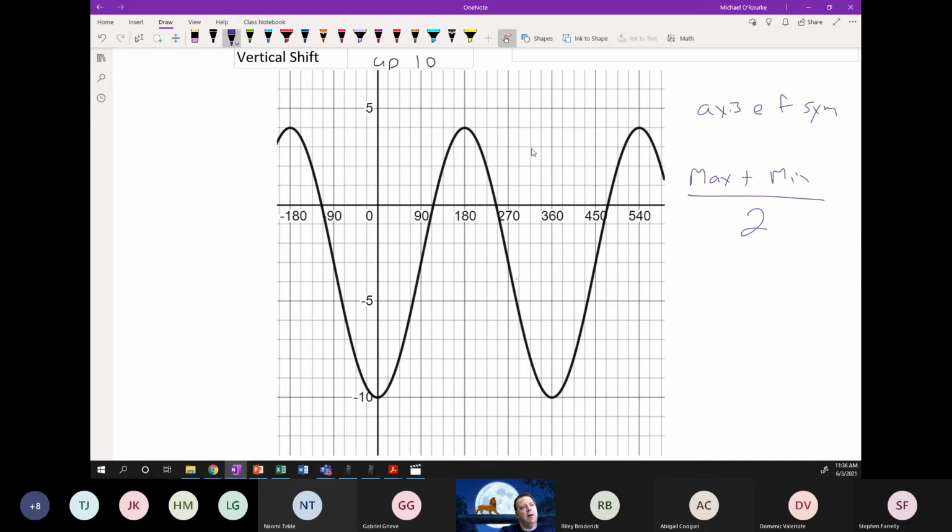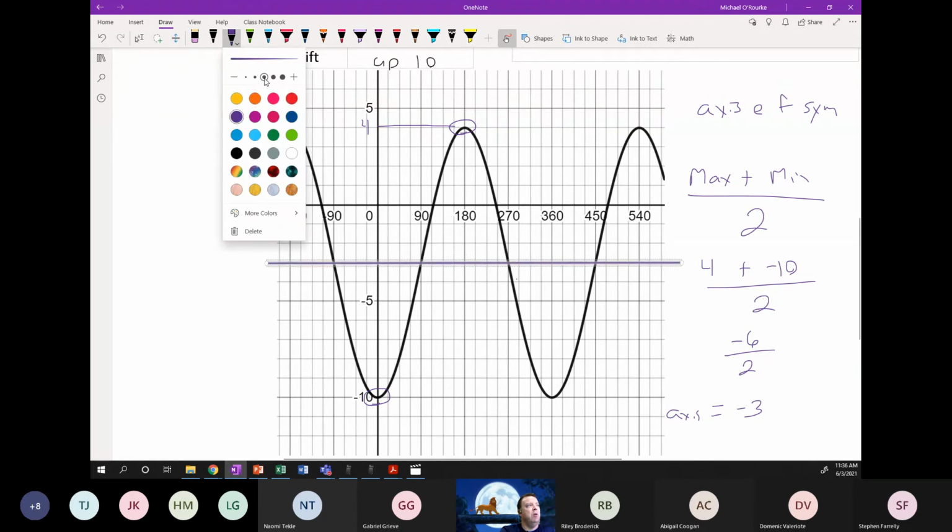So if we take a look here, we take our max. Our max value here is 4. Plus our minimum value here is -10. We divide it by 2. So that gives us -6 divided by 2, -3. That's our axis. So what I'm going to do here is I'm going to go to -3 and just put a line straight across from here. Because that kind of gives us some context of where to look.